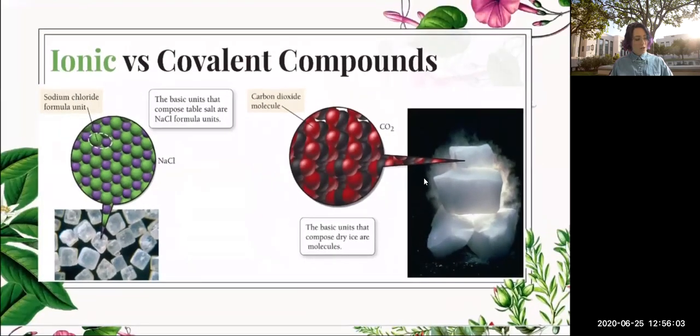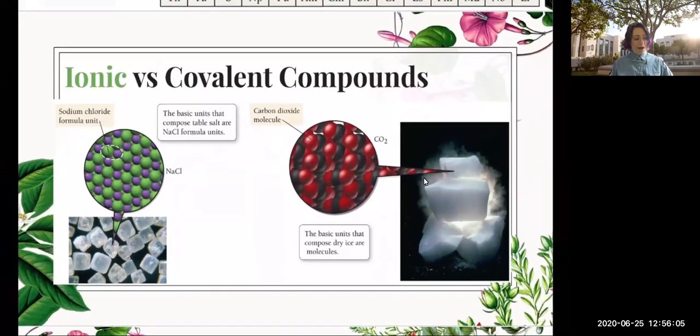So we talked about this a little bit, but we're going to get into it a little bit more. The difference in ionic versus covalent compounds. The basic unit for an ionic compound, again, is called a formula unit. And the basic unit for a covalent compound is called a molecule. In ionic compounds, electrons are transferred. In covalent compounds, electrons are shared.